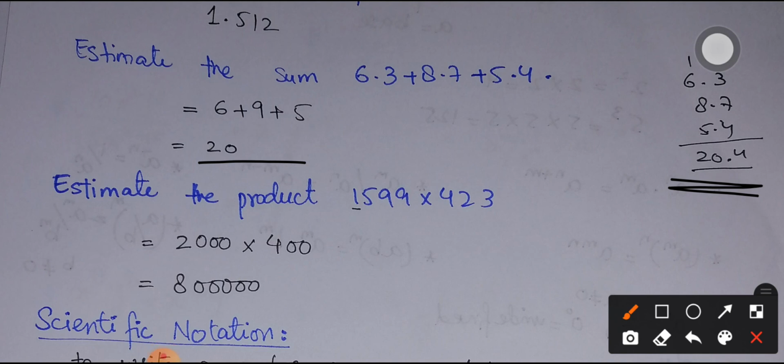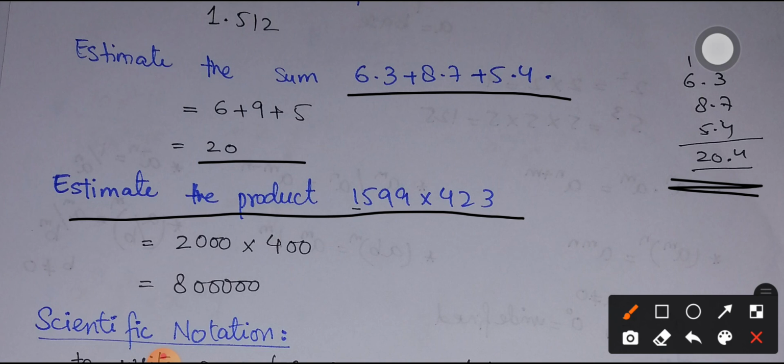So what we have to do in estimation, we have to round off the numbers up to the nearest whole number, and then we will perform the operation mentioned. So here we have to estimate the product 1599 into 423. Simply we will round off the numbers up to the nearest whole number. And how can we make our multiplication easy? We know that when we are talking about whole numbers, the numbers that have more zeros are easier to deal with as compared to the other numbers.